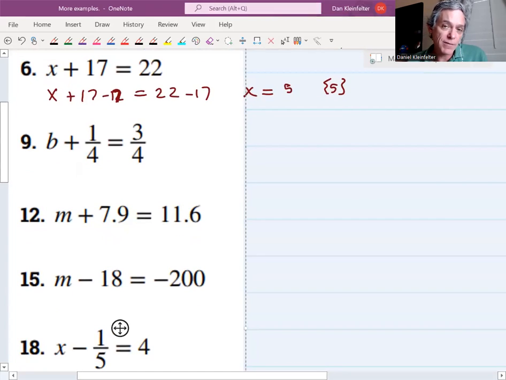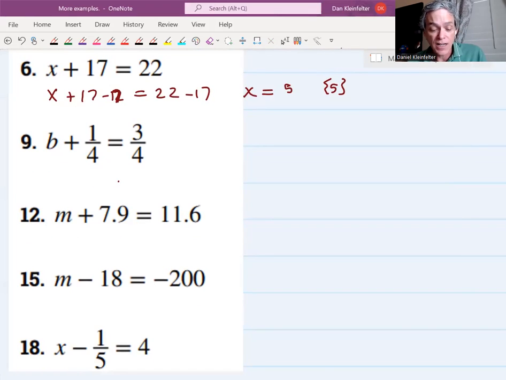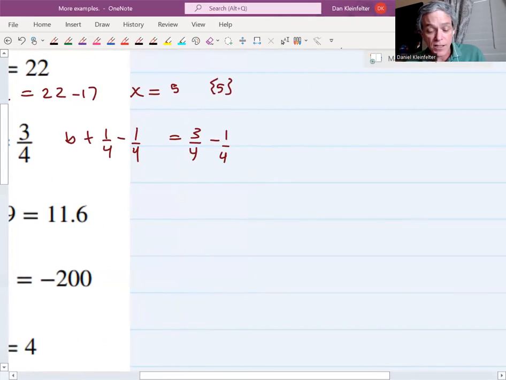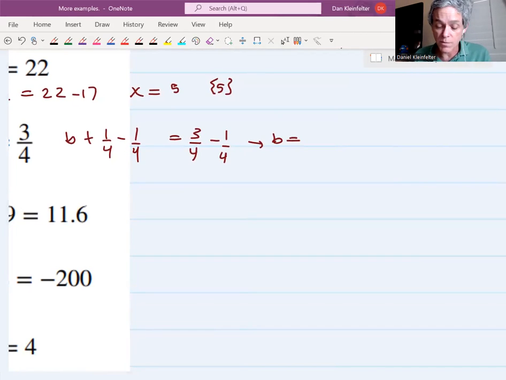Okay, number 9 is going to play out similarly, except that the two numbers we have are fractions. So here we have b plus a fourth is equal to 3/4. We'll need to subtract 1/4 from both sides. And so on the left side, we will have just the single b. And then on the right side, 3/4 minus 1/4 is 2/4. And then 2/4 simplifies to a half. So our solution there, just a half.